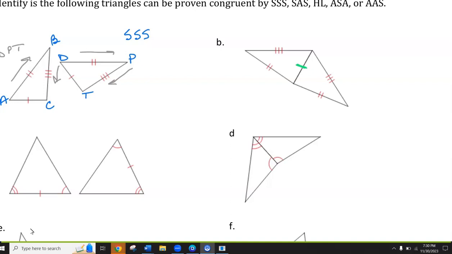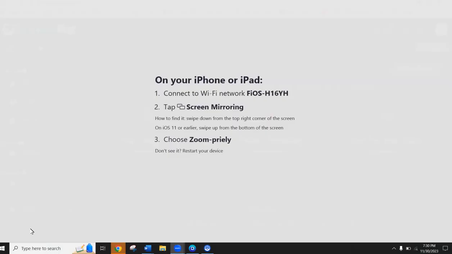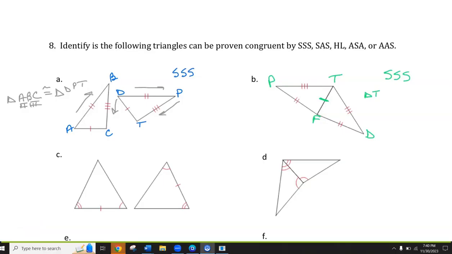P, T, D, F. Okay, so I'm going to name the first triangle to the left. Okay, I apologize. That flipped off for some reason. So as I was saying, we're going to be able to do side, side, side. So let's go ahead and name the first triangle. So I'm going to call it TPF. Let me go back into my pens. TPF. And that's going to be congruent to triangle.